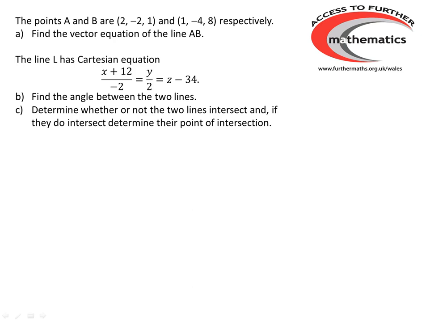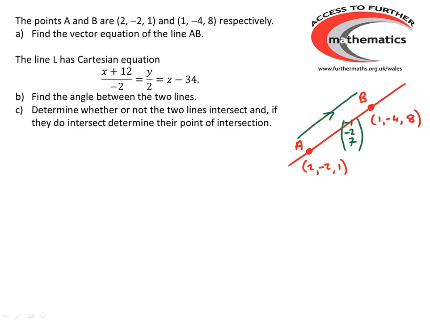So a diagram's often a good idea in vector questions. So there's my very simple diagram representing the line AB. The direction vector for the line will simply be the vector joining A to B, so that's the vector (-1, -2, 7). The equation of the line now is given by r equals (2, -2, 1), that's the position vector of the point A, plus a scalar, in this case we're using s, times the direction vector for the line, which is the vector (-1, -2, 7).